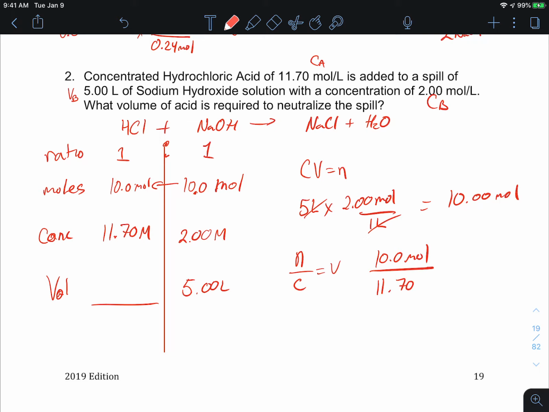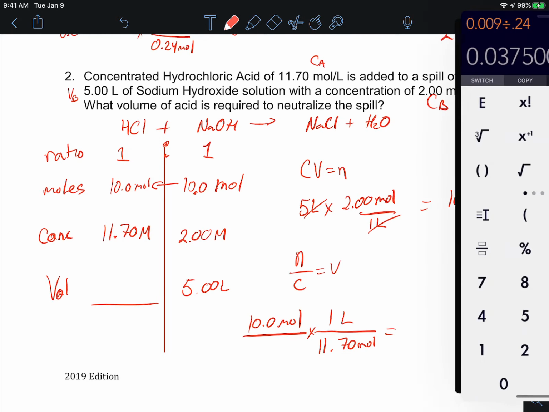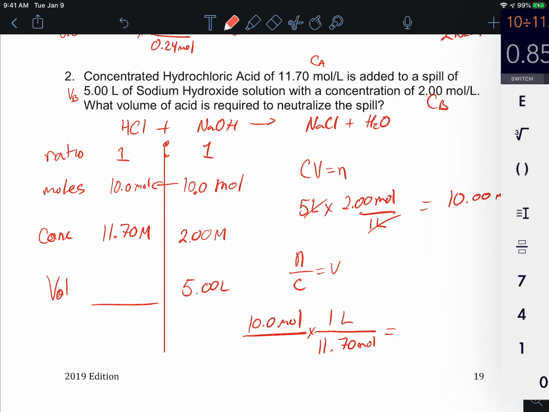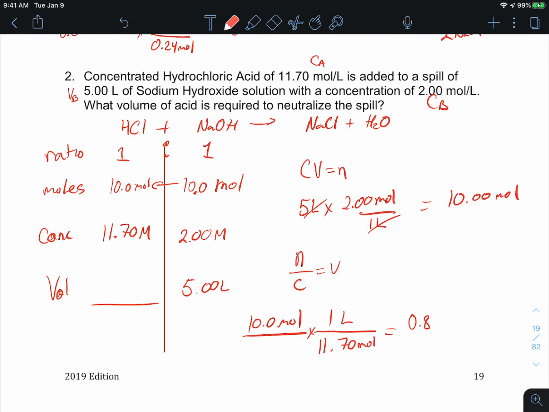11.70. You know what? I'm going to try to follow what I know happens in grade 11, which is the ratio method. So there's 1 liter. So we're using an inverse ratio here. And I'll put that down here so we can follow. And the result will be 10 divided by 11.7, which gives us 0.85 liters.